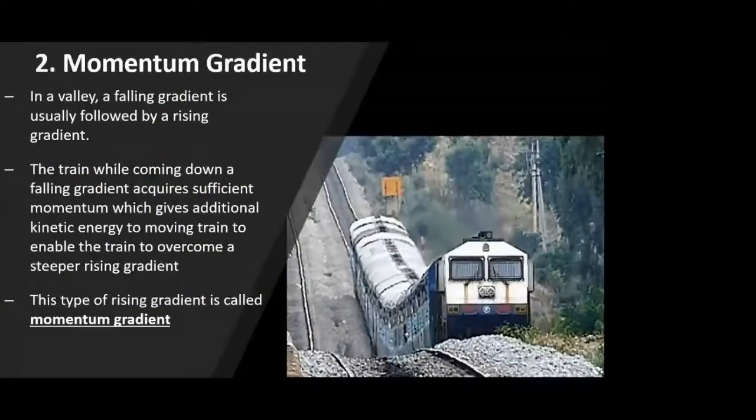So the second gradient is the momentum gradient. Now the name suggests that momentum is nothing but, whenever an object rolls down a down gradient, it gains some momentum. Due to the slope, it gains velocity, and that is converted into momentum.